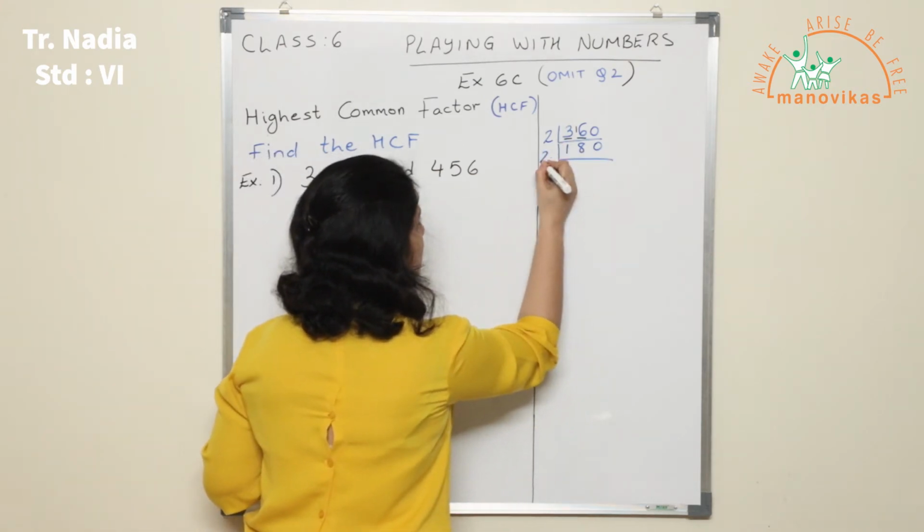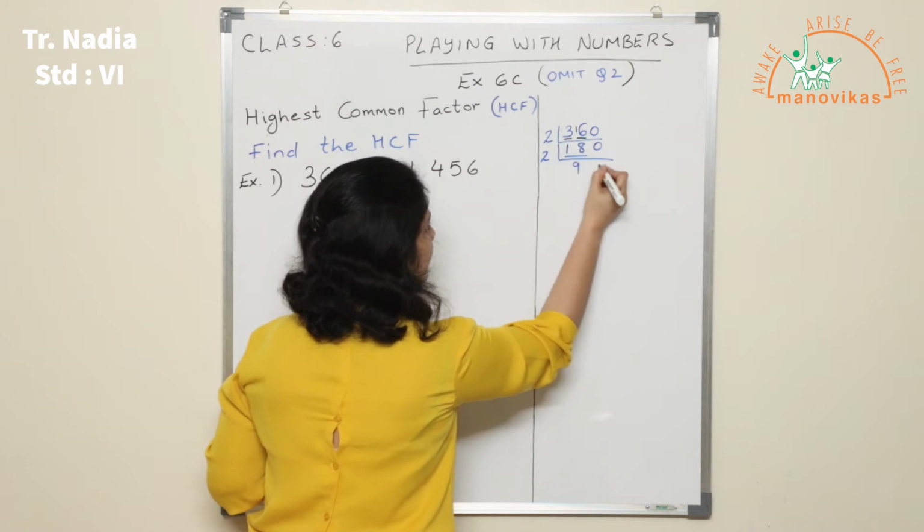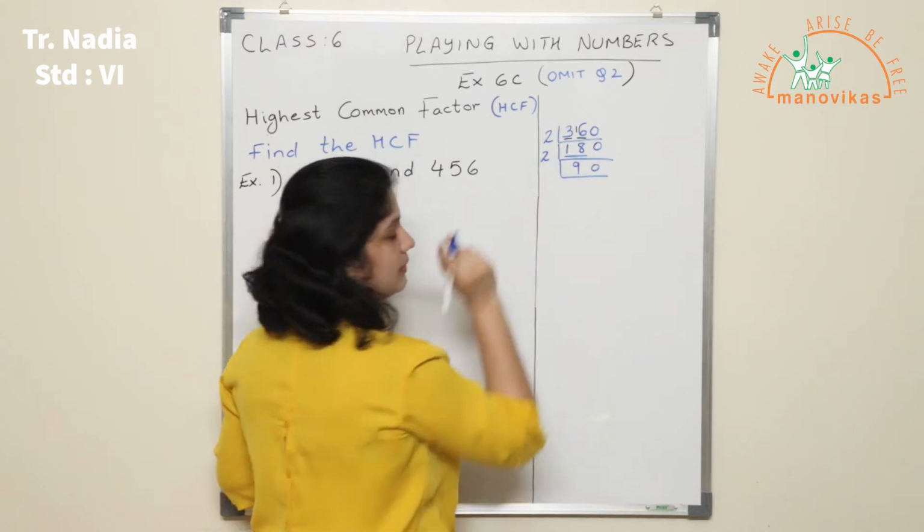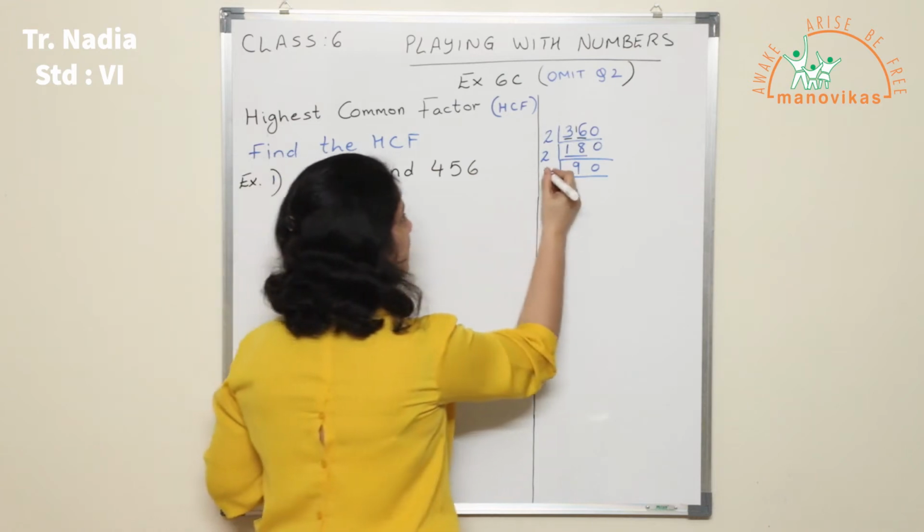Once more I can make use of the 2 table. 2 9s are 18, 0 comes down. The number is still even, so I can make use of the 2 table.